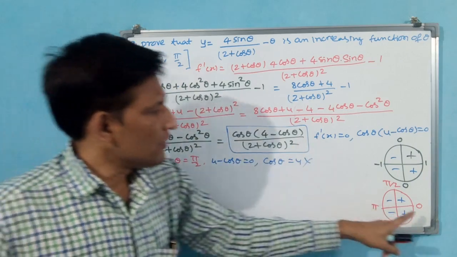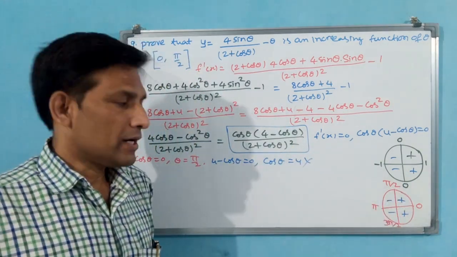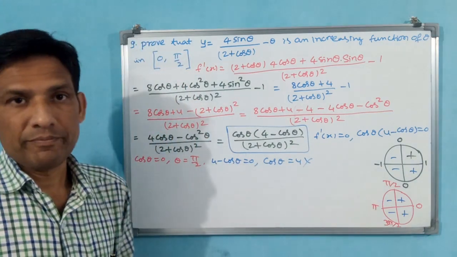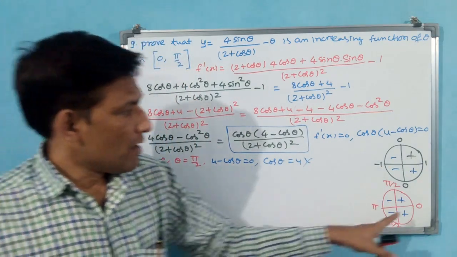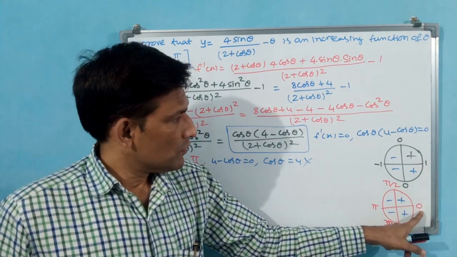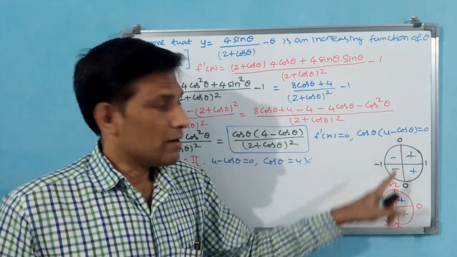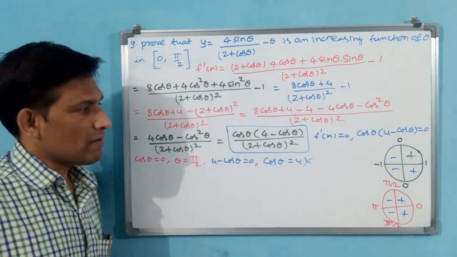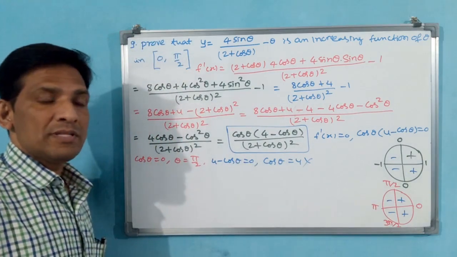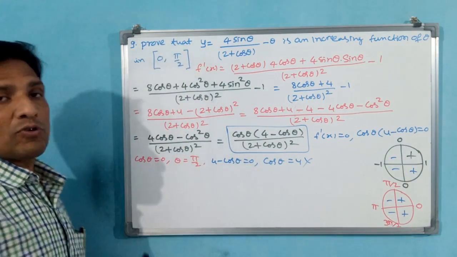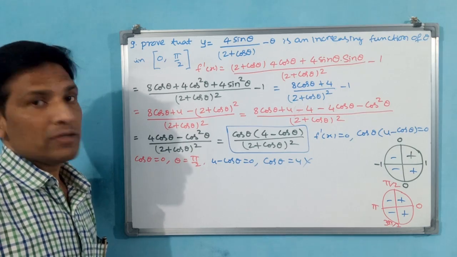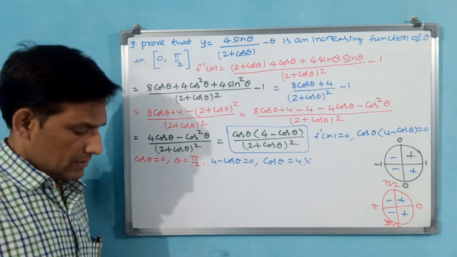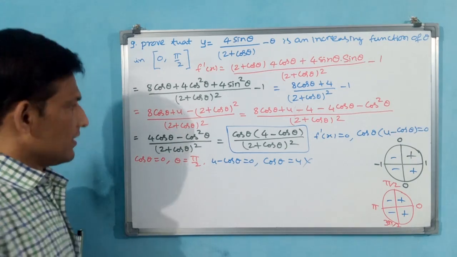What domain do you have to take? 0 to pi by 2. In 0 to pi by 2, the sign will be plus, plus for cos theta. At 0, the value is 1, that is why you can write greater than. But what about at pi by 2? The value is 0. Can we take it? Here they have given a closed interval, and anyway you have to show it, because they say prove that. Then how to write this? Like this you write.